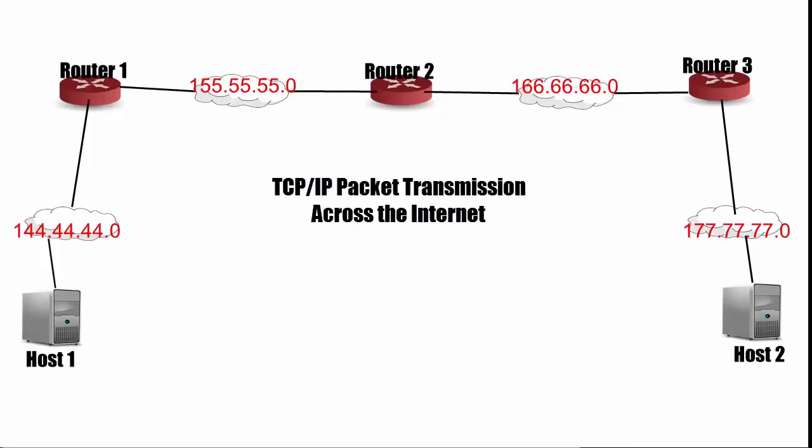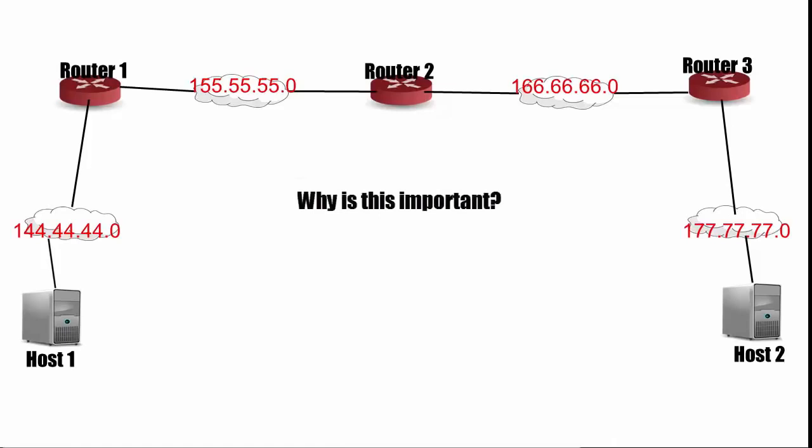In this video, we're going to see what happens to a single packet as it is transmitted across the internet from host 1 to host 2. Host 1 and host 2 could be in the same country, in the same city, or in different cities. The process is still the same. Why is this important? Because it illustrates the basic process that allows data communication across the internet. If we didn't have this process, the internet simply wouldn't exist in the way that we know it.